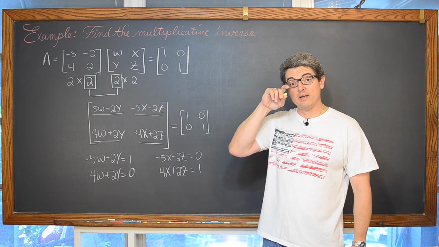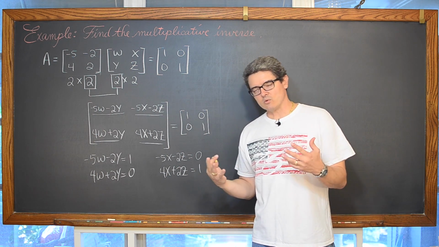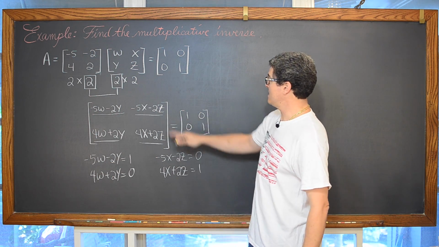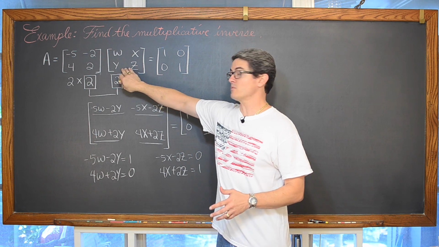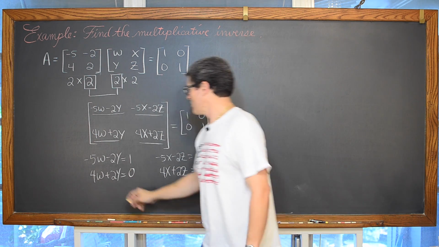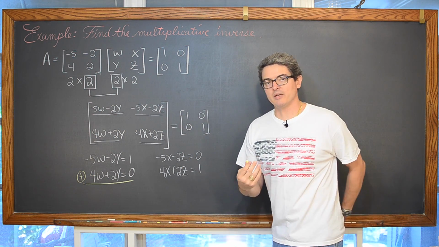Now, it sounds like we're finding the intersection of two lines, and I guess we sort of are, but let's not forget we're looking for w, y, x and z that fill up this 2 by 2 matrix. We're trying to find that inverse matrix. So we're going to add these. Now, why am I doing a linear combination or the elimination process?